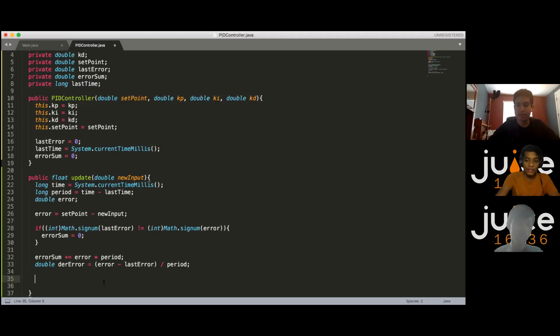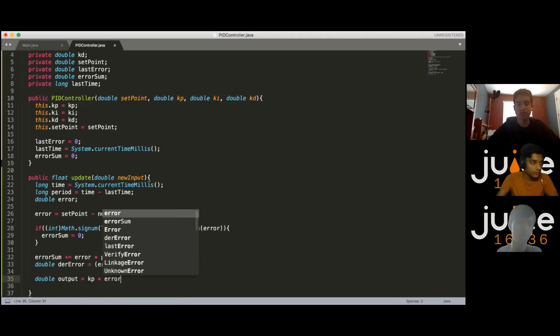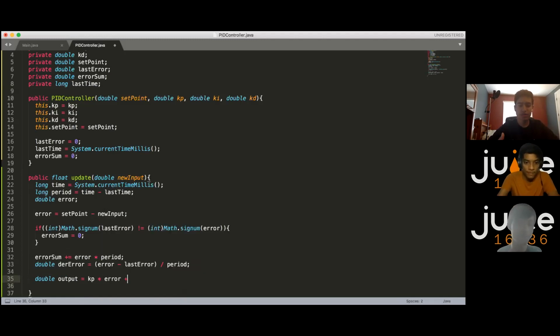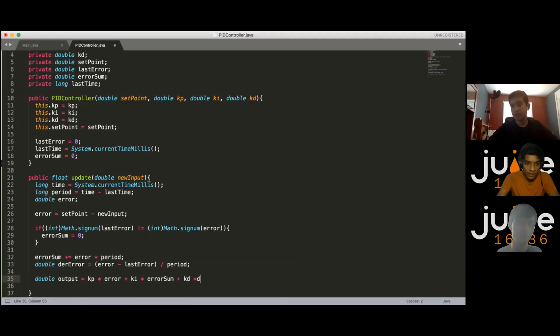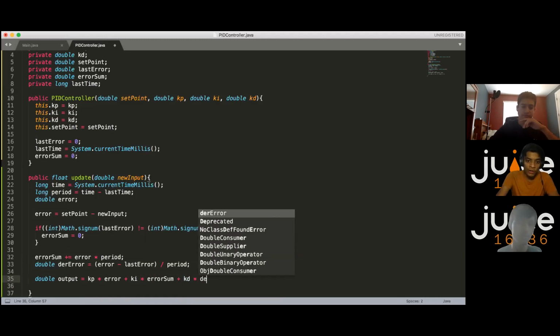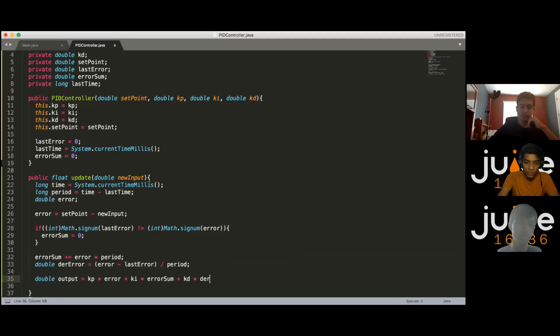This would be the same as the equation that Sid showed, the first one, and it's really simple. Double output is equal to... Basically, we're just applying the constants to each portion of the error that we've already calculated previously. So this is the proportional portion, so kp times error, and then the integral portion, which is ki times the sum of the errors, and then the derivative portion, which is kd times the slope. For most of our use cases, I think we didn't have any derivative at all because it's really not necessary for FTC. And if you do have it, it should be a small amount.